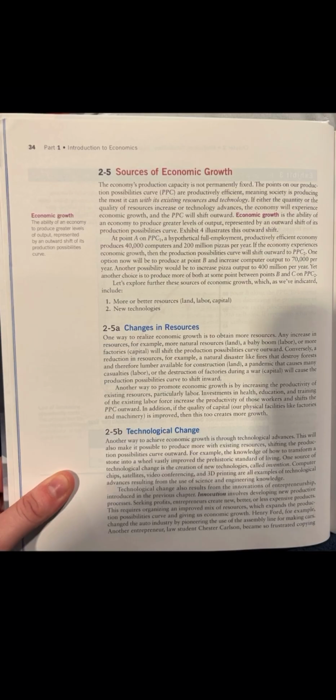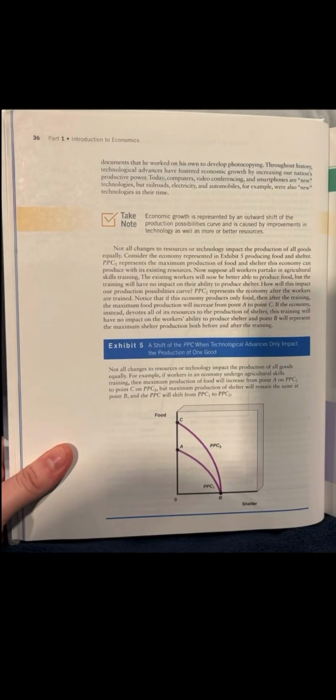Technological change also results from the innovations of entrepreneurship, introduced in the previous chapter. Innovation involves developing new productive processes, seeking profits. Entrepreneurs create new, better, or less expensive products. This requires organizing an improved mix of resources, which expands the production possibilities curve and gives us economic growth. Henry Ford, for example, changed the auto industry by pioneering the use of the assembly line for making cars. Another entrepreneur, law student Chester Carlson, became so frustrated with copying documents that he worked on his own to develop photocopying.